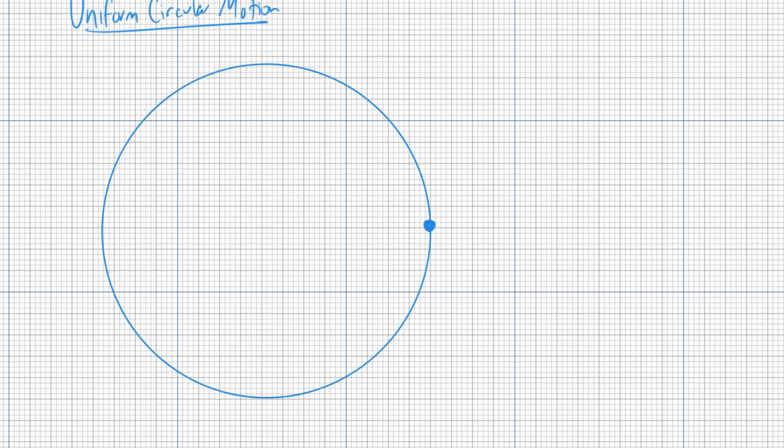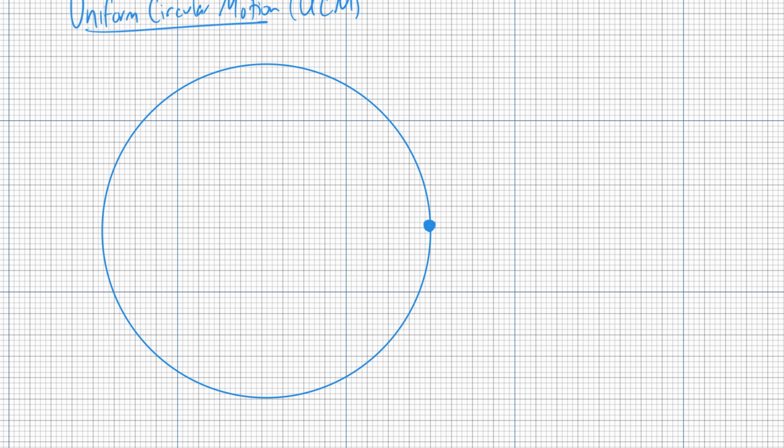So we're going to start, and I want to begin this by just imagining some sort of object, and it is undergoing what we call uniform circular motion. Sometimes you will see me abbreviate that as UCM, in your book or somewhere on the internet or whatever. But let's just review real quick.